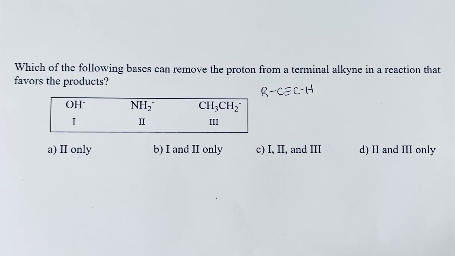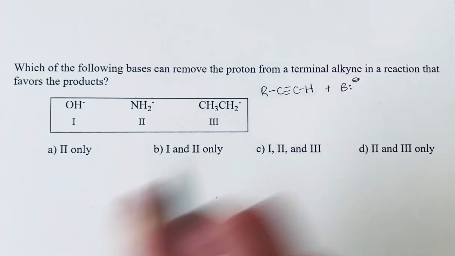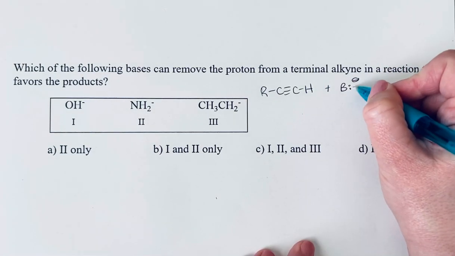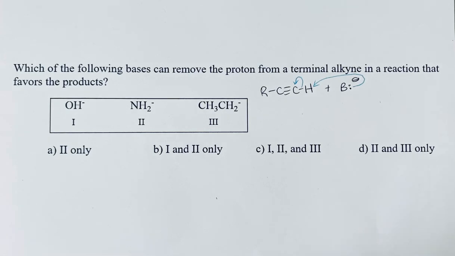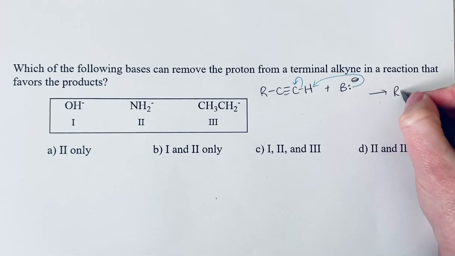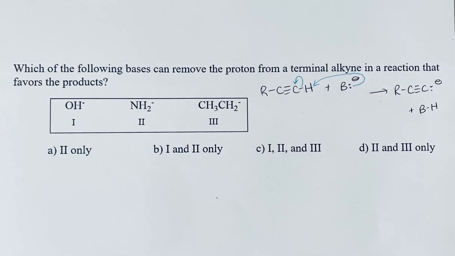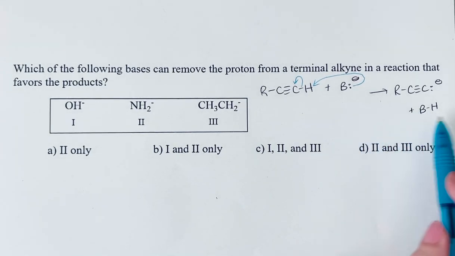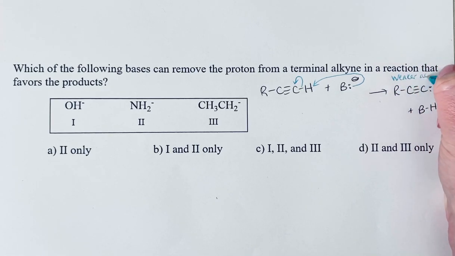an acid-base equilibrium. So we want to see a reaction where we have a base that is a strong enough base to remove that terminal alkyne hydrogen to give the acetylide ion and the conjugate acid of the base. So in order for this reaction to favor the products, that means that on the product side, you need to have the weaker acid and the weaker base.